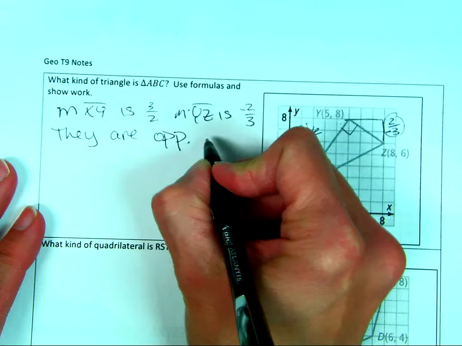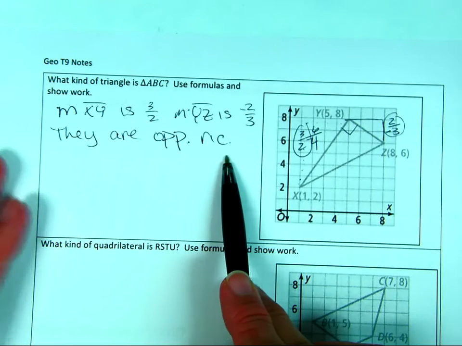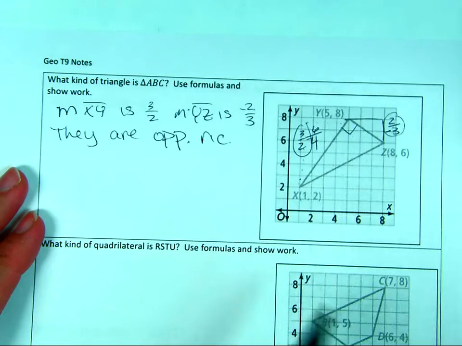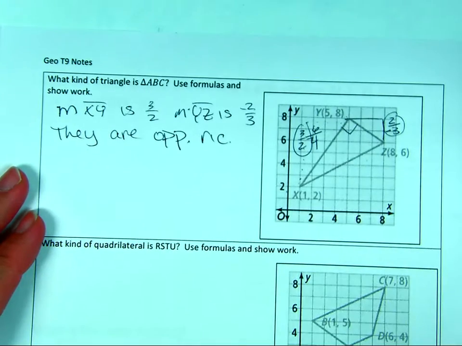I'm not going to write the rest because it takes too much time in the video. They are opposite reciprocals. Therefore, this triangle is a right triangle because XY is perpendicular to YZ.